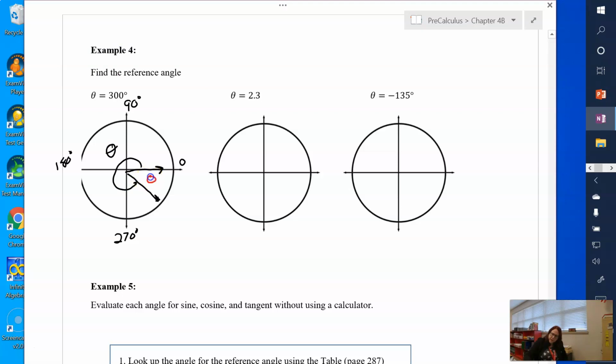That means that right in here is your reference angle, and theta prime is going to be, let's go ahead and calculate it. This is 300 degrees here, and 0 is also 360. So my theta prime is just the difference between 360 degrees and 300 degrees. So it's 60 degrees.